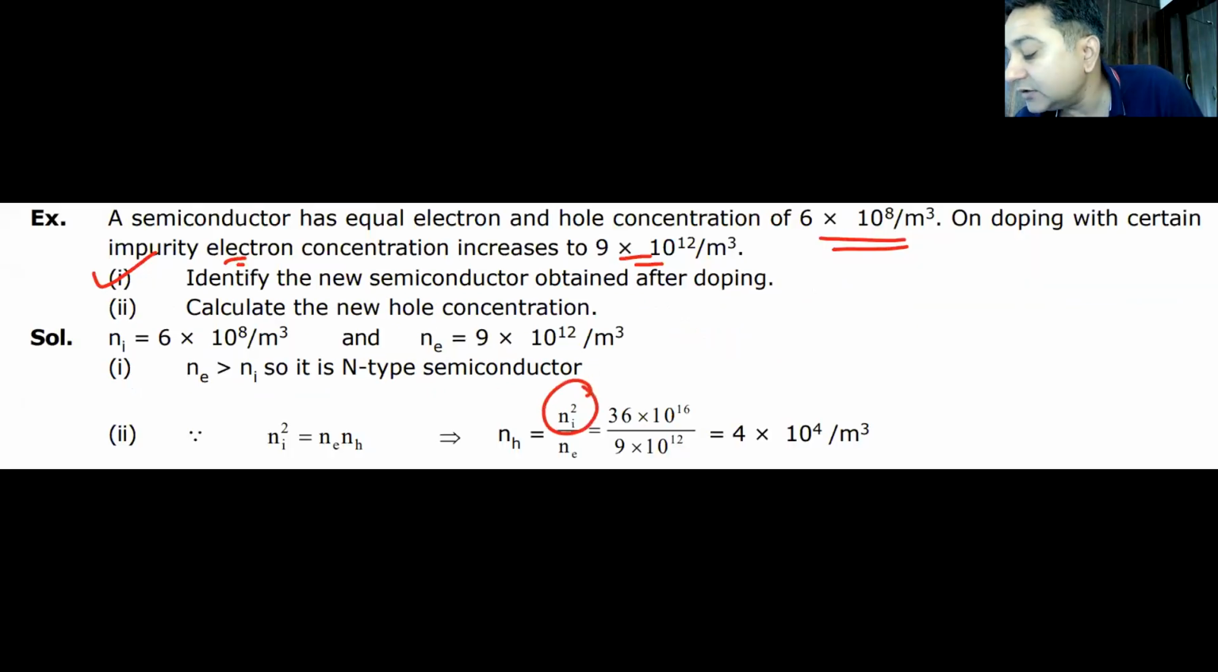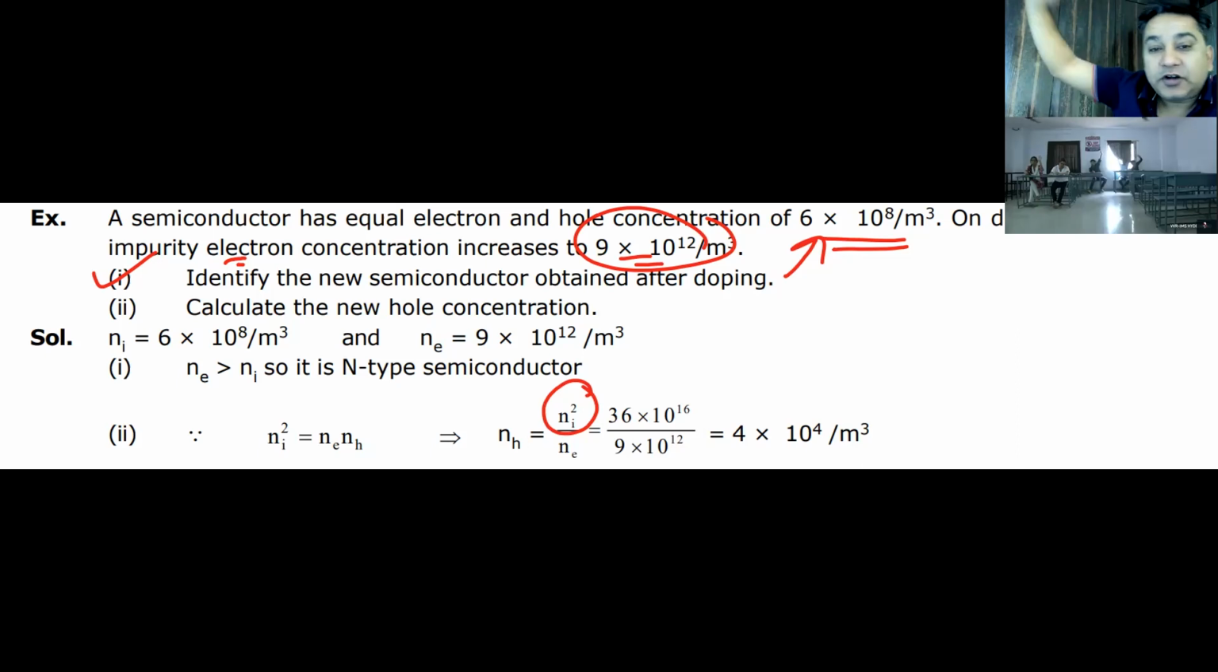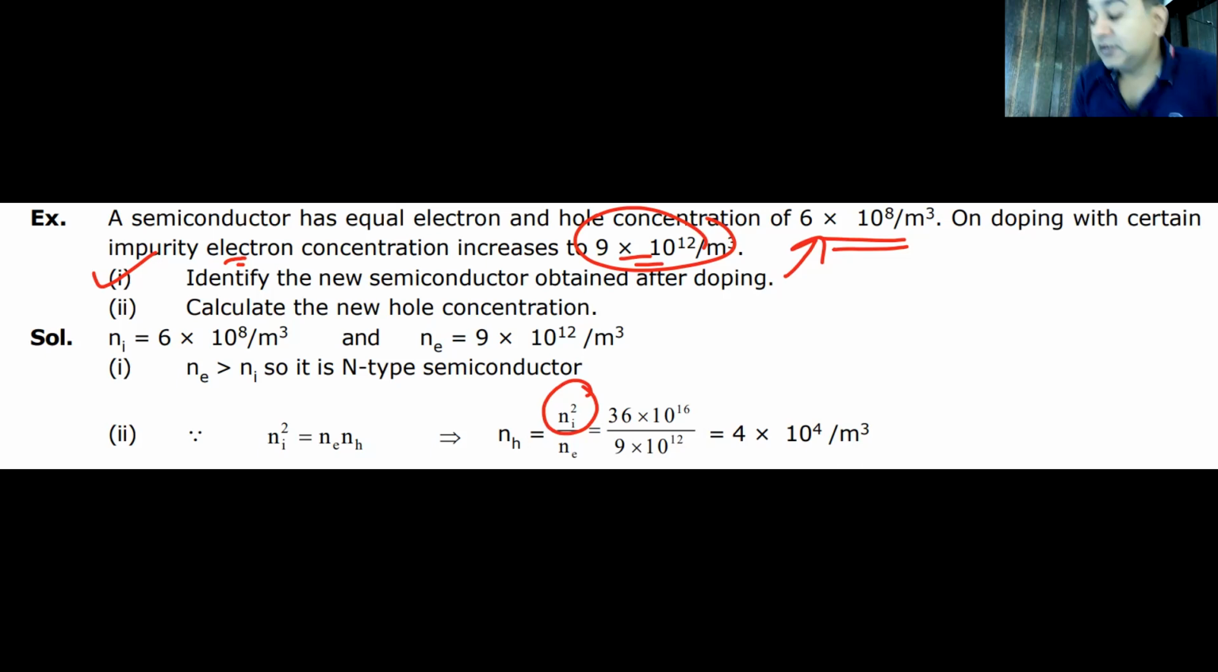Ni squared is 6 into 10 raised to the power 8 squared. Ne we already know. From there you can find the hole concentration. Yes or no? Yes, sir. Everyone got this? We got this? Well done. So we are done with hole concentration, electron concentration, p-type and n-type.